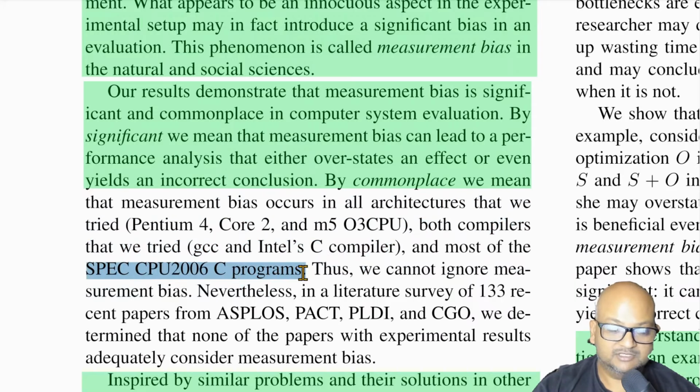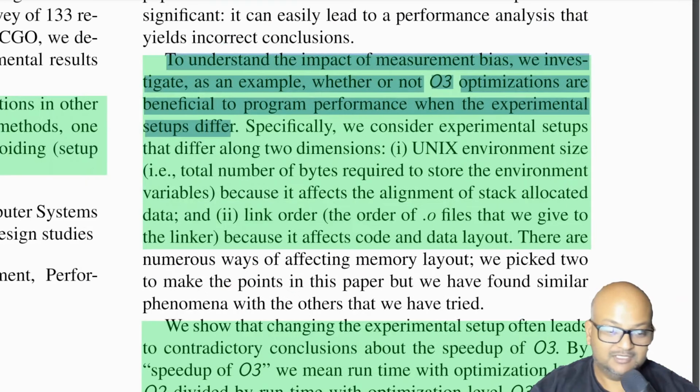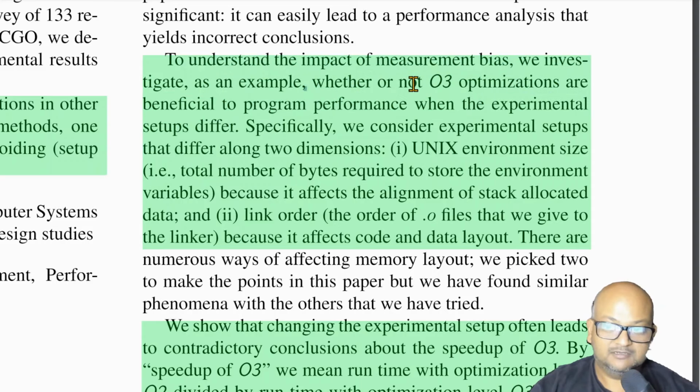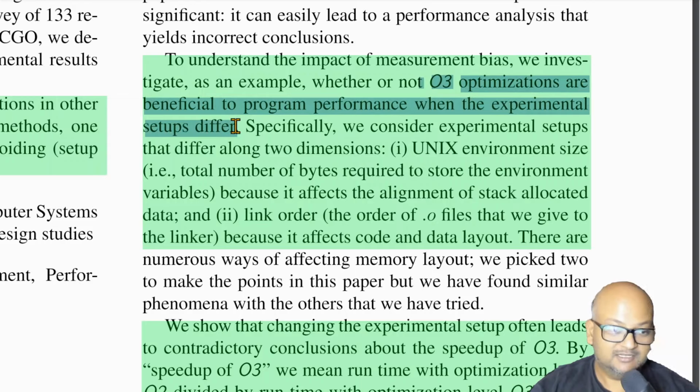commonly used benchmarks. Now, the coolest part of this paper is that they make their arguments really concrete by actually demonstrating a real example of measurement bias. So they set up an experiment in this paper. The question they're asking is whether O3 or O2 optimizations in a C compiler are faster.